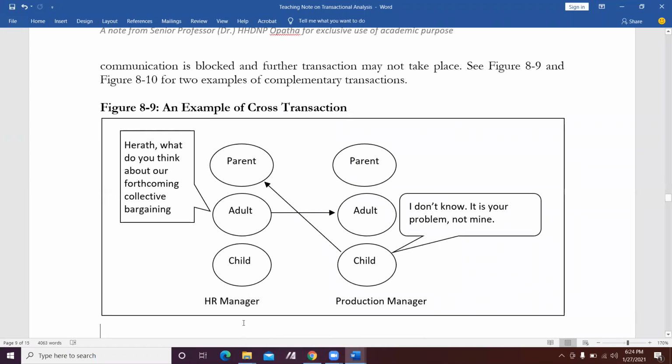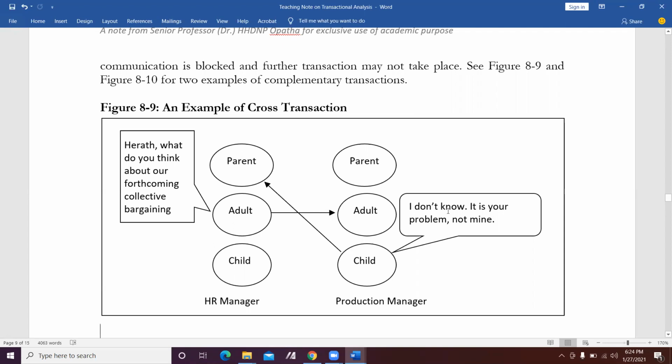Here there are two parties. One is the HR manager, the other one is the production manager. Okay? Then the HR manager, by using adult ego, asks: what do you think about our forthcoming collective bargaining? Expecting what? The HR manager expected an adult response from the production manager, but did not get it. Instead, the HR manager got a child response.